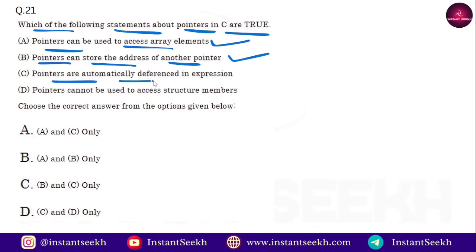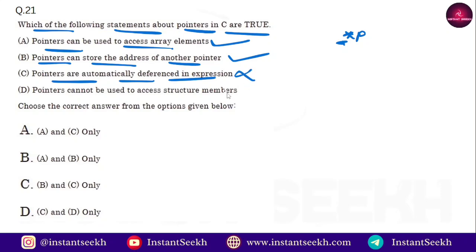Pointers are automatically dereferenced in expressions. Automatically dereferenced? No, this is not a correct statement. You should explicitly use the asterisk operator to access the value. Dereference means accessing the exact value. Let's say you have a pointer P. If you want to know the value at this address, you need to use the asterisk, to explicitly know what value is stored at that particular location.